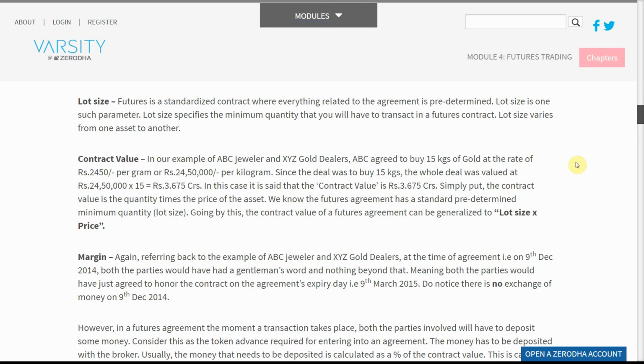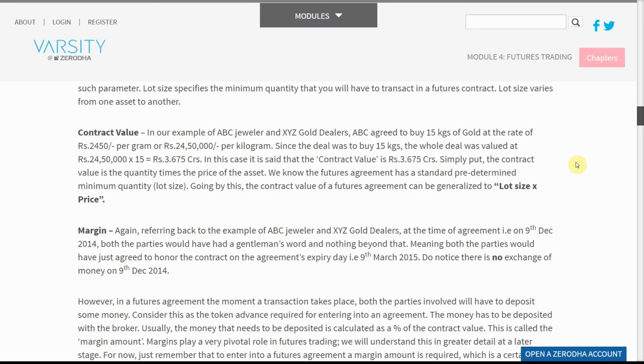We know the futures agreement has a standard predetermined minimum quantity, lot size. Going by this, the contract value of a futures agreement can be generalized to lot size x price.